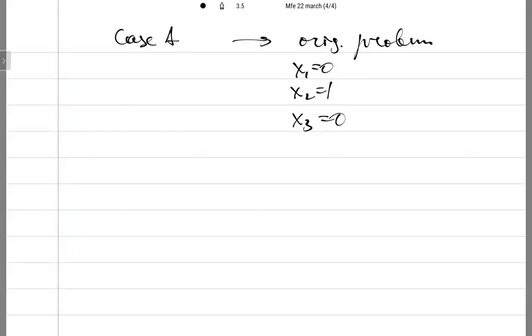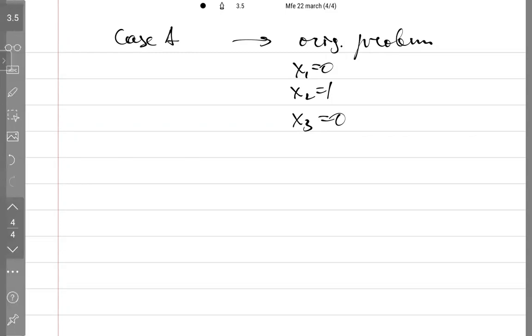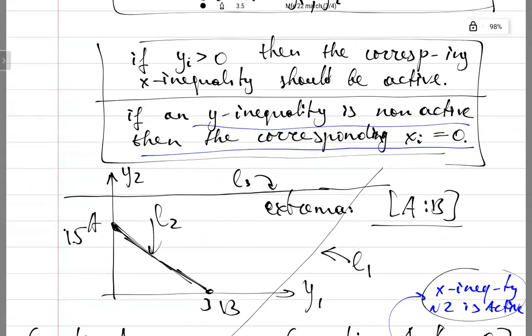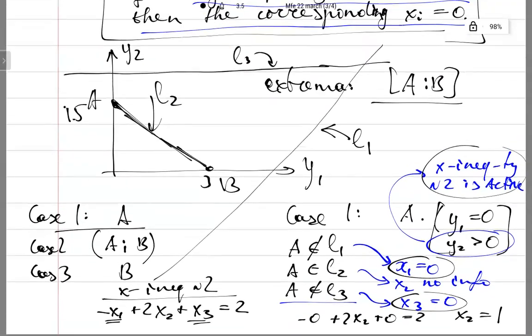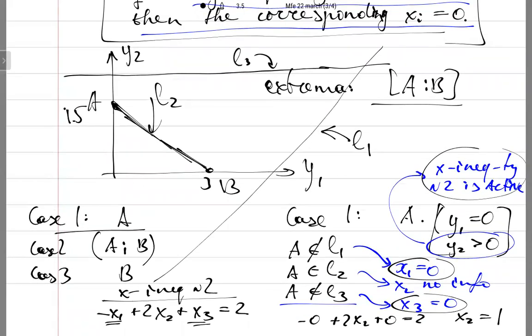Can I ask you? Maybe I forgot something, but could you please return to the previous page? If it happens that point A belongs to line 3 and doesn't belong to L1 and L2, which constraint would we then use? Here we saw that A didn't belong to line 3 or line 1, so we used inequality number 2.